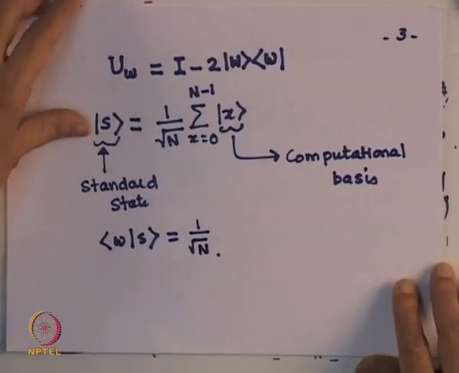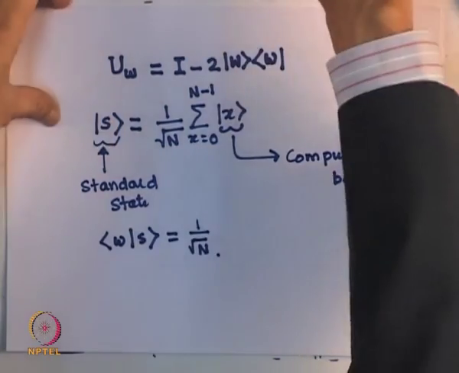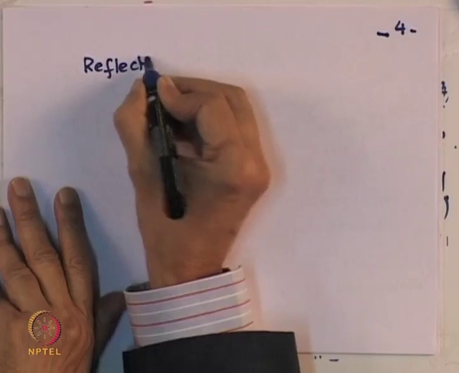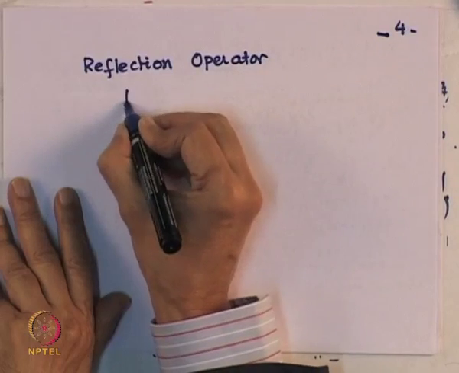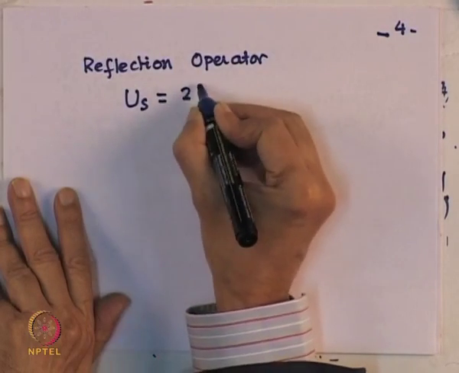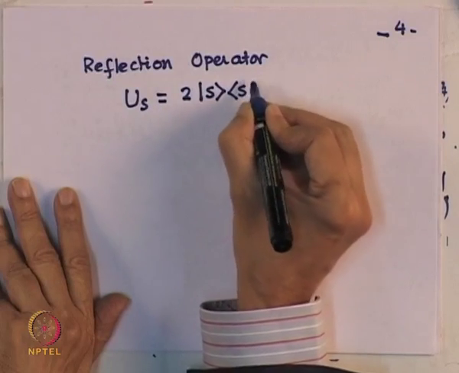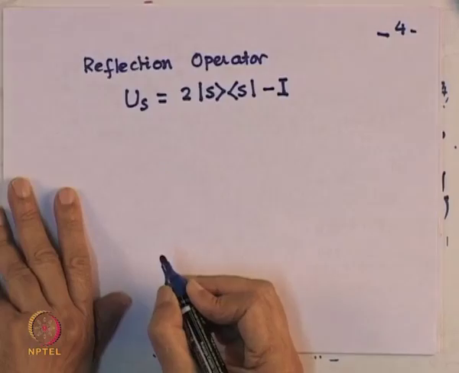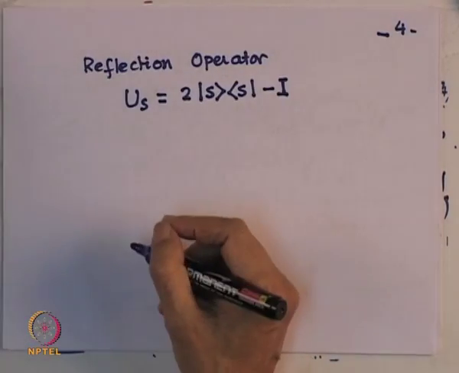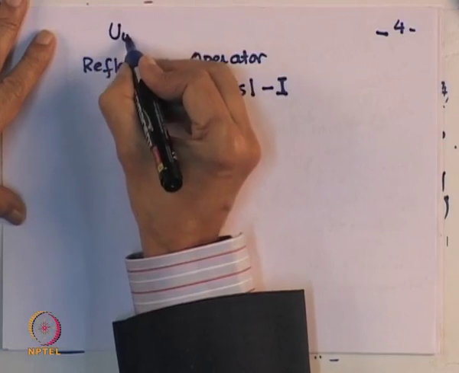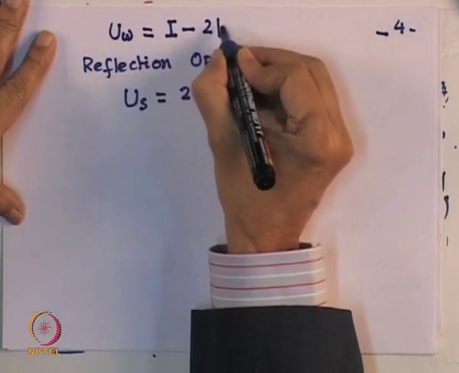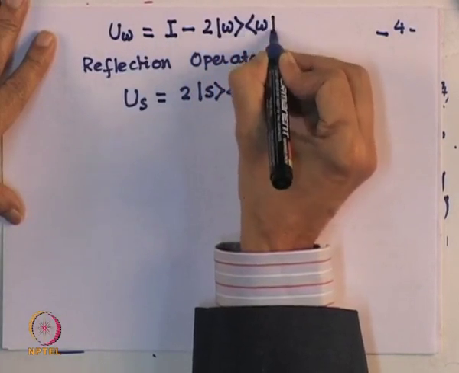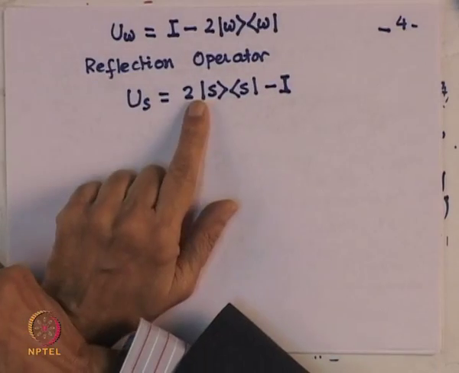Now Grover defined a second operator called the reflection operator. We will see why it is so named. The reflection operator U_S is 2|S><S| minus I. Remember the other operator which we had defined earlier was U_w equal to I minus 2|w><w|, there is an order in which these have to be written. Why is this a reflection operator?